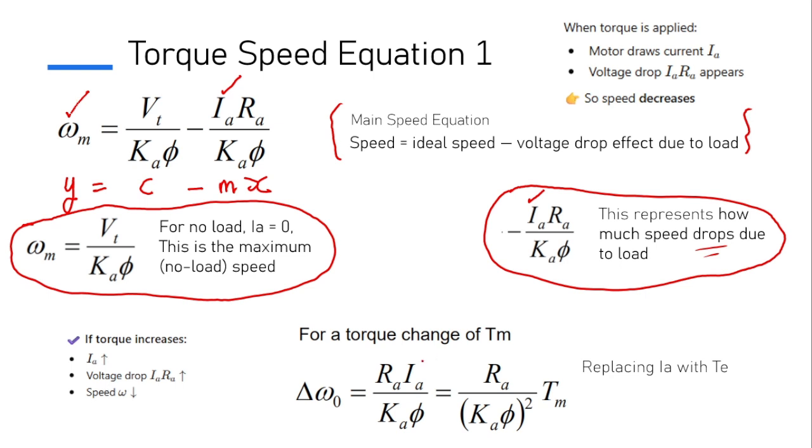So when the torque is applied, the motor draws current because of the EA value, and the voltage drop appears, which is this piece here. And when that appears, the speed will decrease. Because if the max is 5 and IRA increases, it could be 5 minus a bigger value, so the speed will go down. So as the load increases, you expect the speed to drop. That's why it's a downward sloping line.